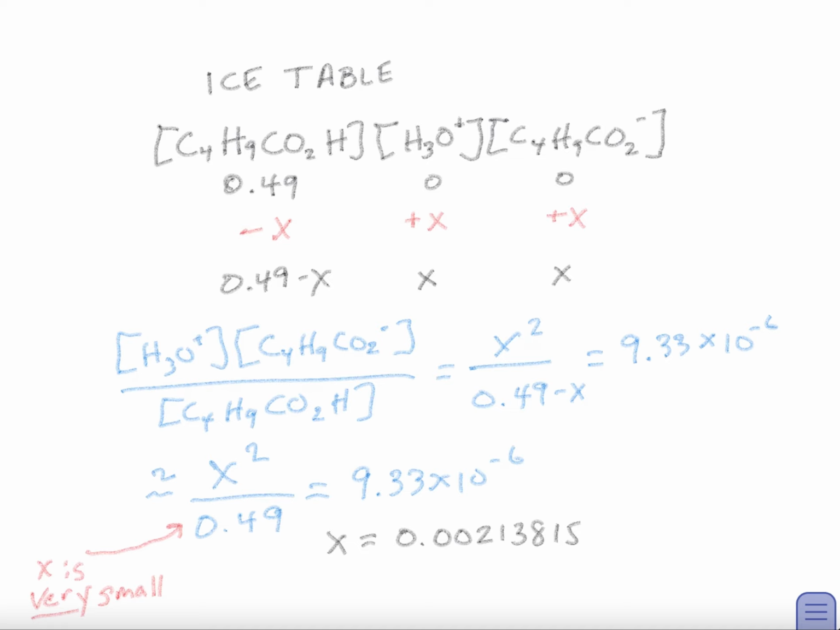So I simply just remember this is my expression, and I just put X in for my hydronium, I put X in for my conjugate base, and I put 0.49 in for my acid right here. And then when I took the square root of that, I have X as 0.00213815, whatever. Okay, so I've found the concentration of the hydronium or the conjugate base at equilibrium.